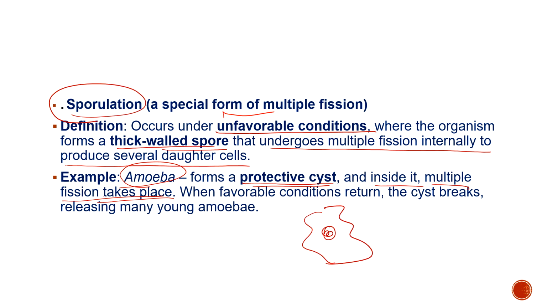So this is the amoeba cell. It is forming a protective cyst outside it, and inside that multiple fission takes place. So many daughter cells are born inside, and when favorable conditions return, the cyst will break, releasing many young amoebae, right? So just as we have seen in the previous one how multiple fission happens, this is a different form, that is sporulation. So we will see the diagram.